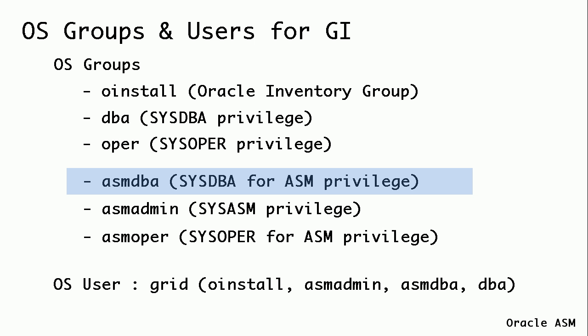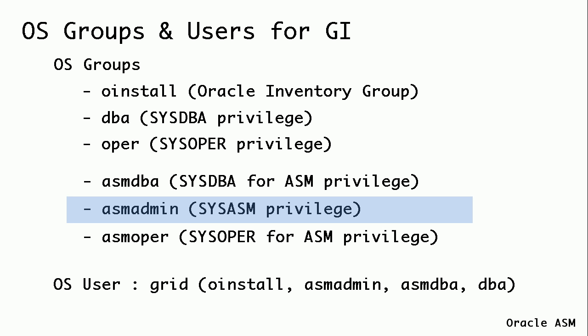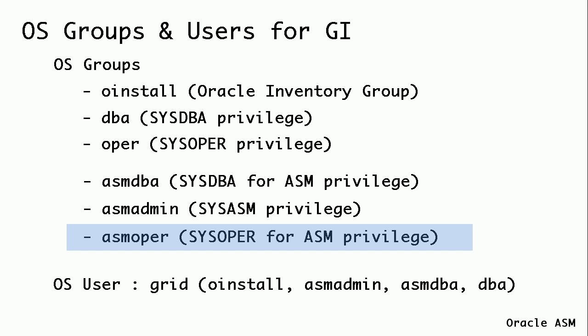ASM DBA group will get sysdba privilege for ASM. Users in this group will get full administration privileges to manage ASM instances. ASM admin group will get sysASM privilege. Users in this group will get privileges to mount and dismount disk groups and related storage administration privileges. ASM OPA group will get sysOPA privilege for ASM. Users in this group can start up and shut down ASM instances.